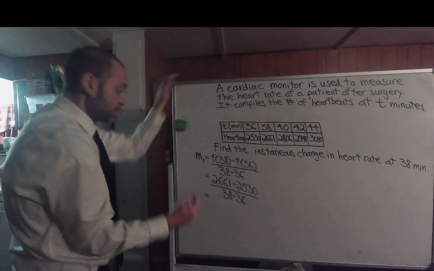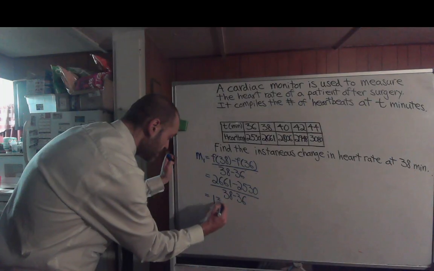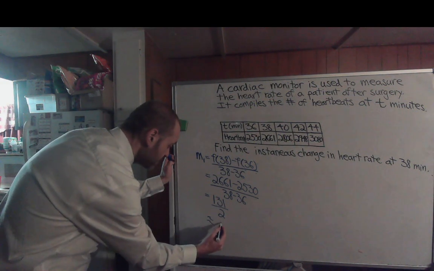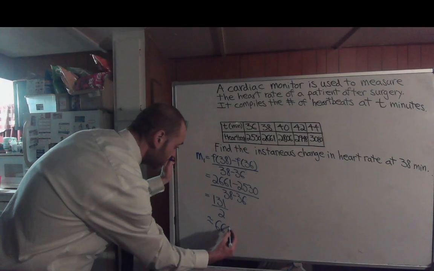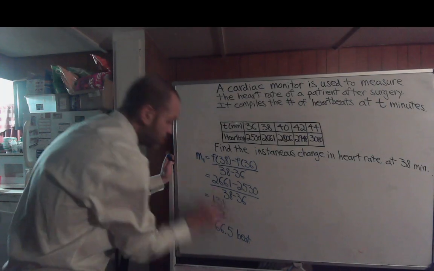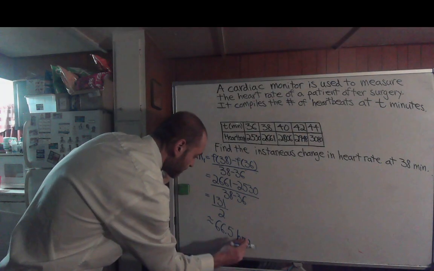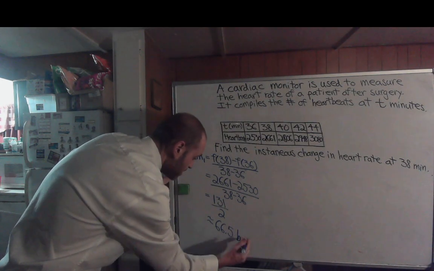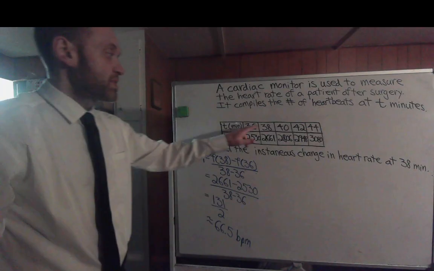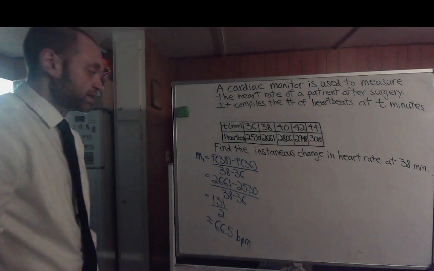Let's see what that simplifies into. That should be 131 divided by 2, which would be approximately 66.5 beats per minute, which I'm pretty sure is abbreviated in the medical community BPM, not BMP. So from 36 minutes to 38 minutes, the average heart rate was 66.5 beats per minute.